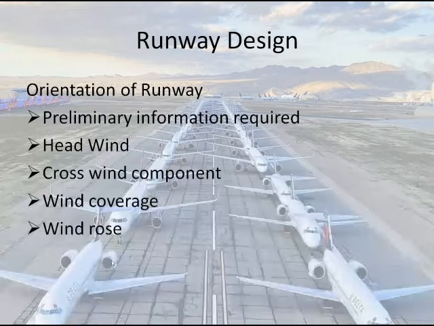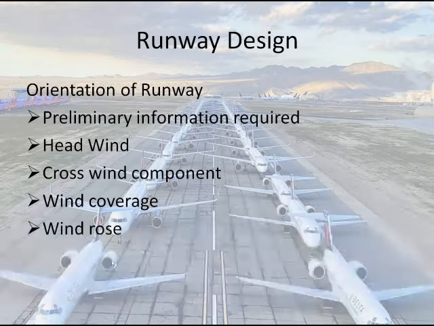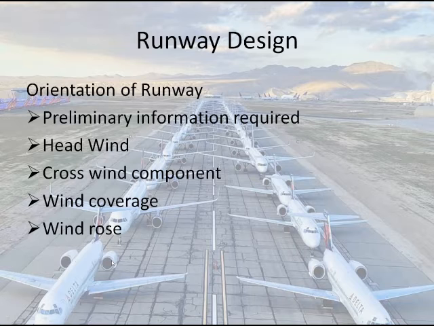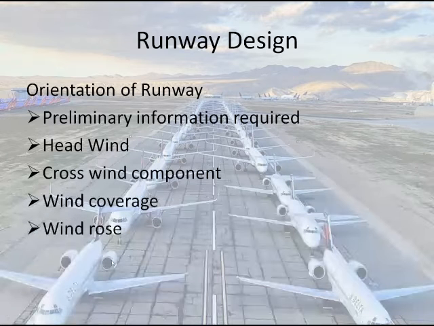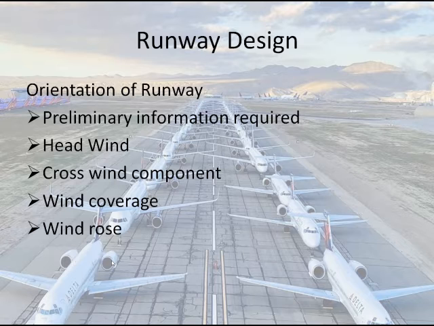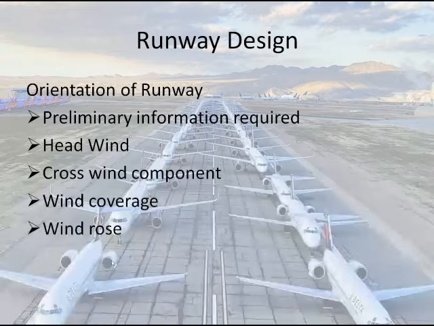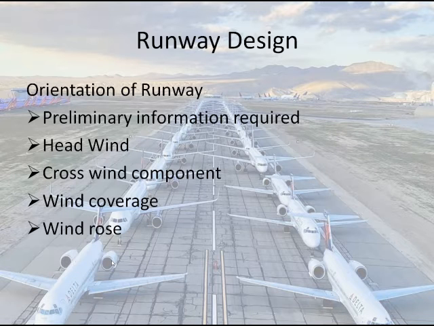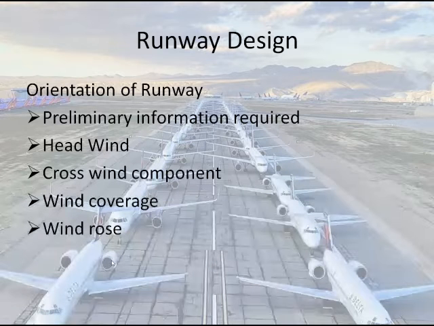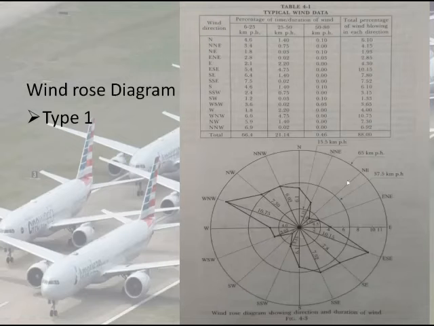So we are going to discuss this runway concept in the next slide. Table 4.1 gives the details of typical wind data for an average of 5 years. It is assumed that the duration of wind for any one direction covers an angle of 22.5 degrees as shown in the figure. So we'll move on to our next slide.